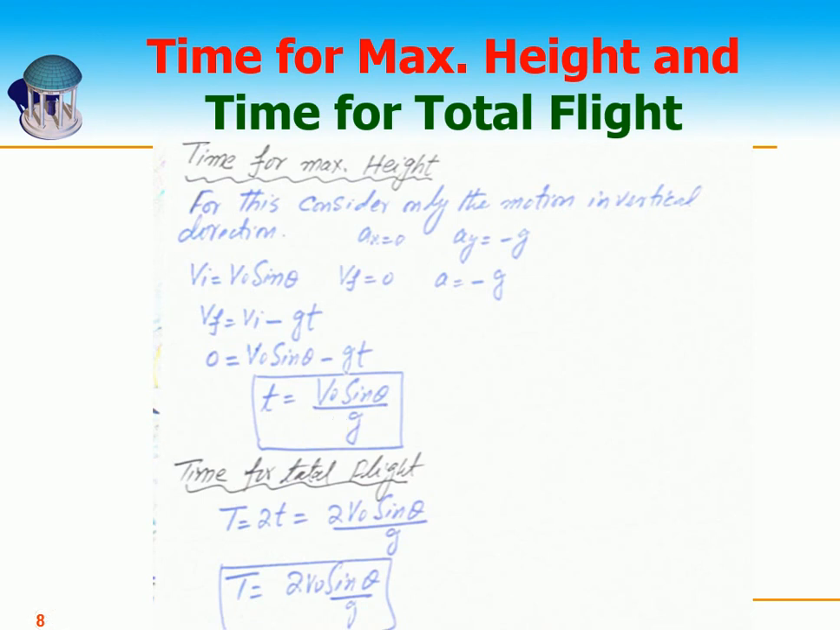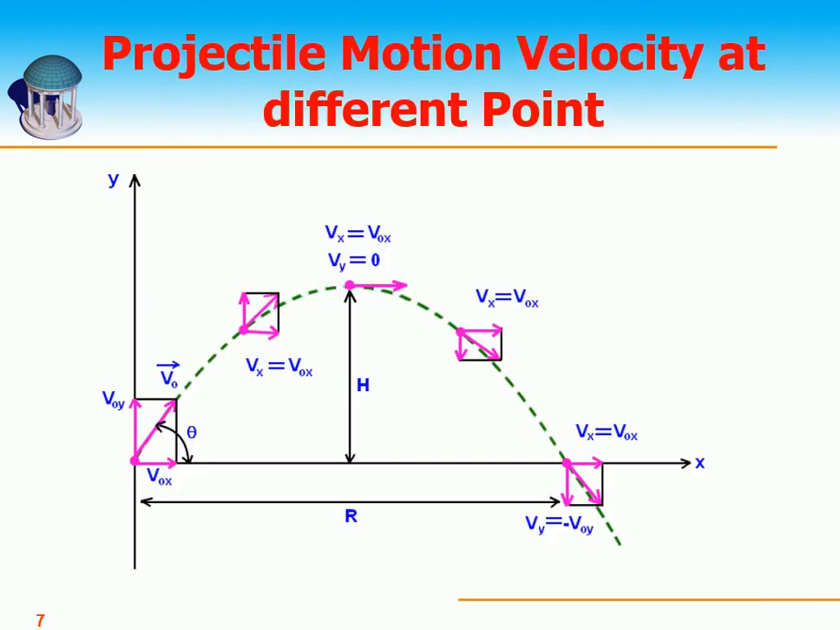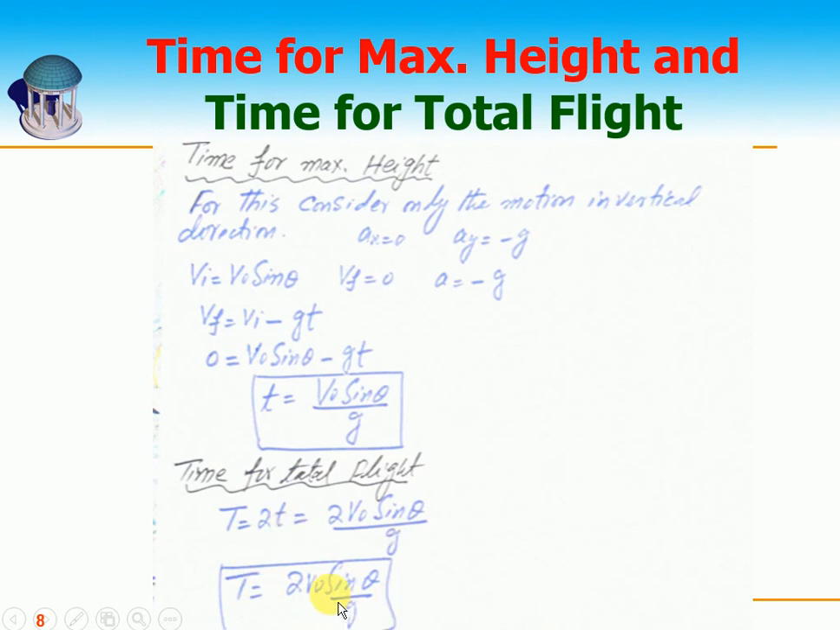Time for total flight is, of course, the time going from point A to maximum height, and from maximum height to the final point is the same. So the time for total flight is 2V naught sine theta upon G. So the time for maximum height is V naught sine theta upon G, and the time for total flight, which is used for horizontal range, is 2V naught sine theta upon G.